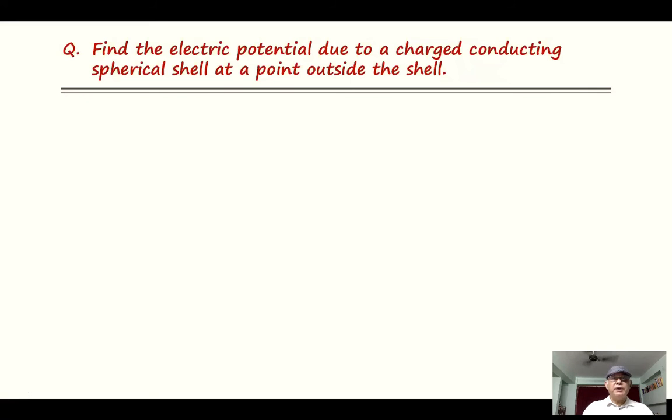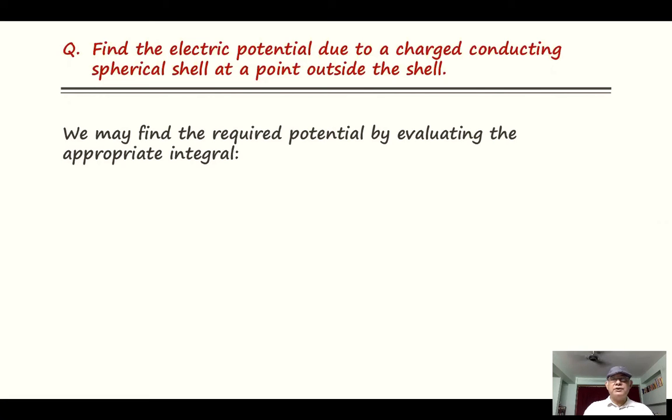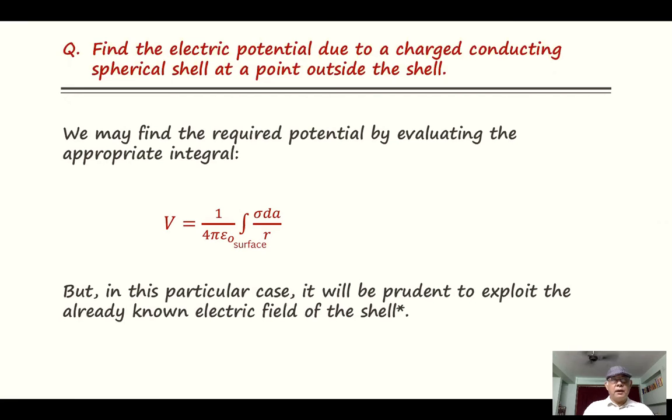Let us now begin our question answer session. First question is, find the electric potential due to a charged conducting spherical shell at a point outside the shell. We may find the required potential by evaluating the appropriate integral, where the symbols denote their usual meanings. But in this particular case, it will be prudent to exploit the already known electric field of the shell.